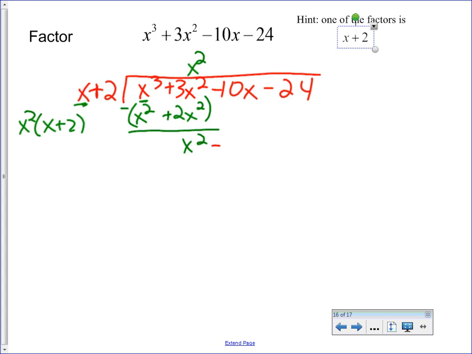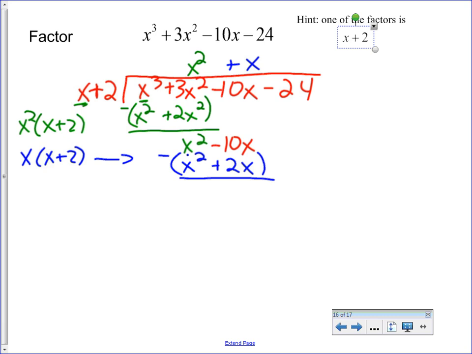And I bring down the minus 10x. And so then I'm going to multiply by x, because x times x will give me my x squared. So x times x plus 2 will give me x squared plus 2x. And then I subtract. Remember, I'm putting these parentheses because I'm subtracting everything. So this is x squared minus x squared and negative 10x minus 2x, which will give me negative 12x.